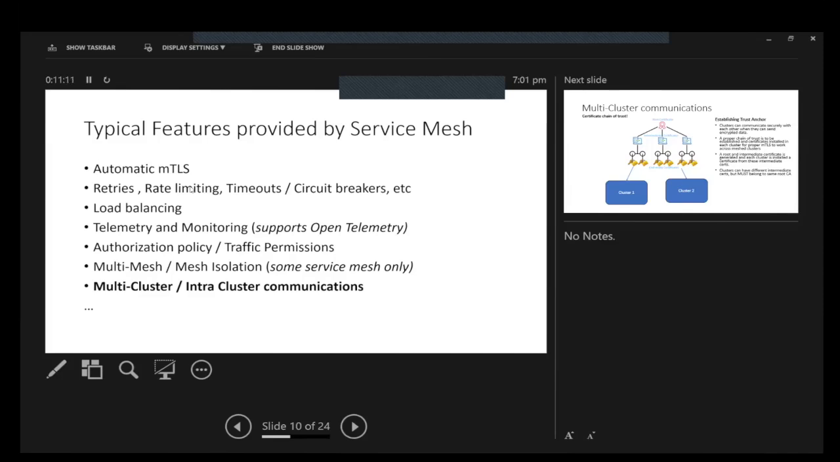Automatic mTLS was already talked about, and mTLS stands for mutual TLS, which means that it is not dependent on your root certificate from some other organization. You can sign certificates for two clusters, they can sign certificates for each other and have them connect. So mutual TLS is automatically generated by this controller component, or identity component, that we talked about earlier, right? Retries, we just talked about it.